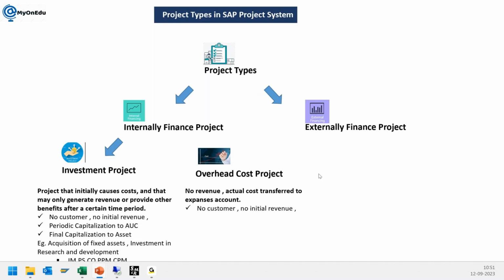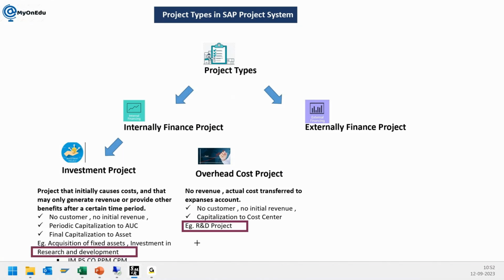So no customer, no revenue in the overhead projects. And because we are transferring all our cost to the expense account or expense head like a cost center, there is no capitalization. Example, R&D projects. Here you can notice one thing: this R&D project is mentioned in the overhead as well as in the investment project. And why is that? What is the reason?